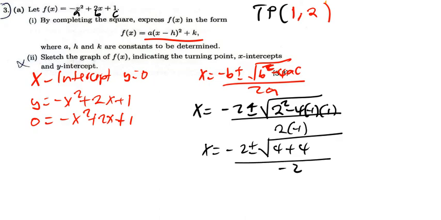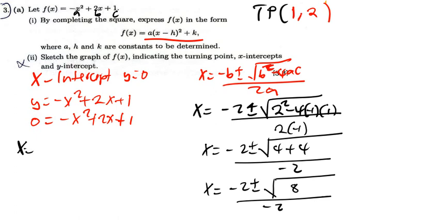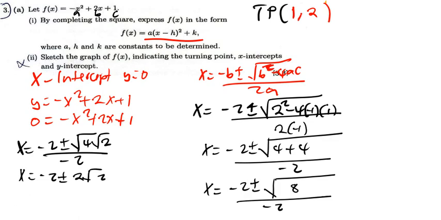Negative 2. Then x is equal to negative 2 plus or minus the square root of 8. To simplify it, x is equal to negative 2 plus or minus the square root of 4 times the square root of 2, divided by that. So x will be equal to negative 2 plus or minus, the square root of 4 is 2, 2 root of 2, divided by that.